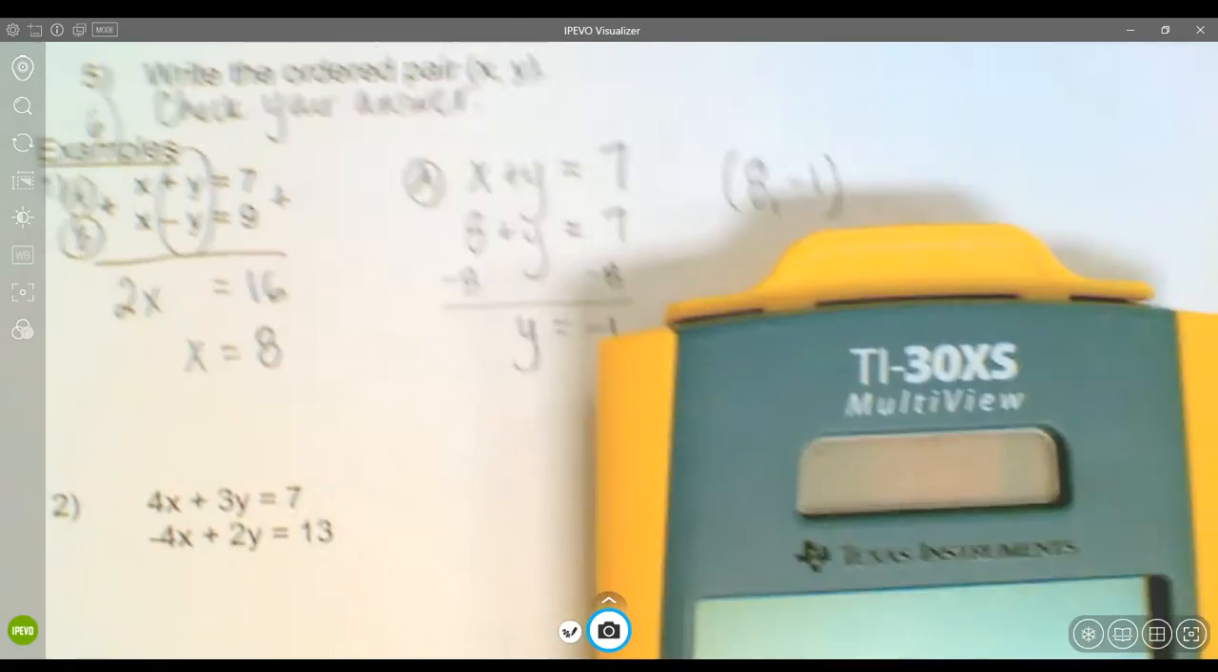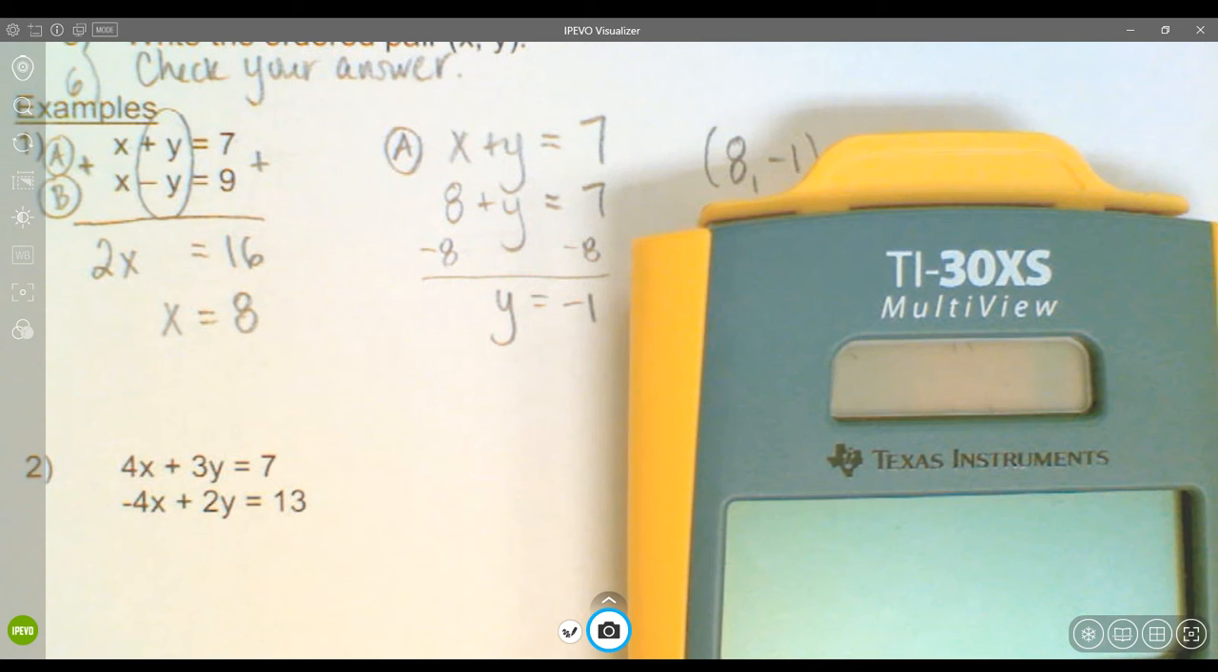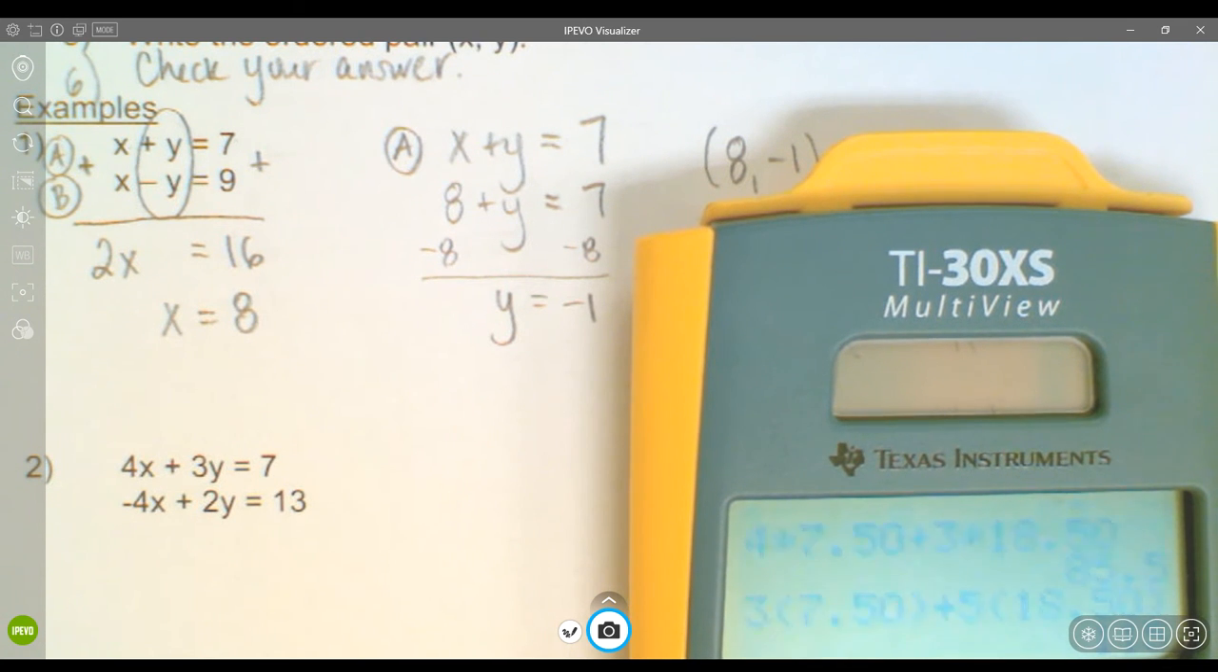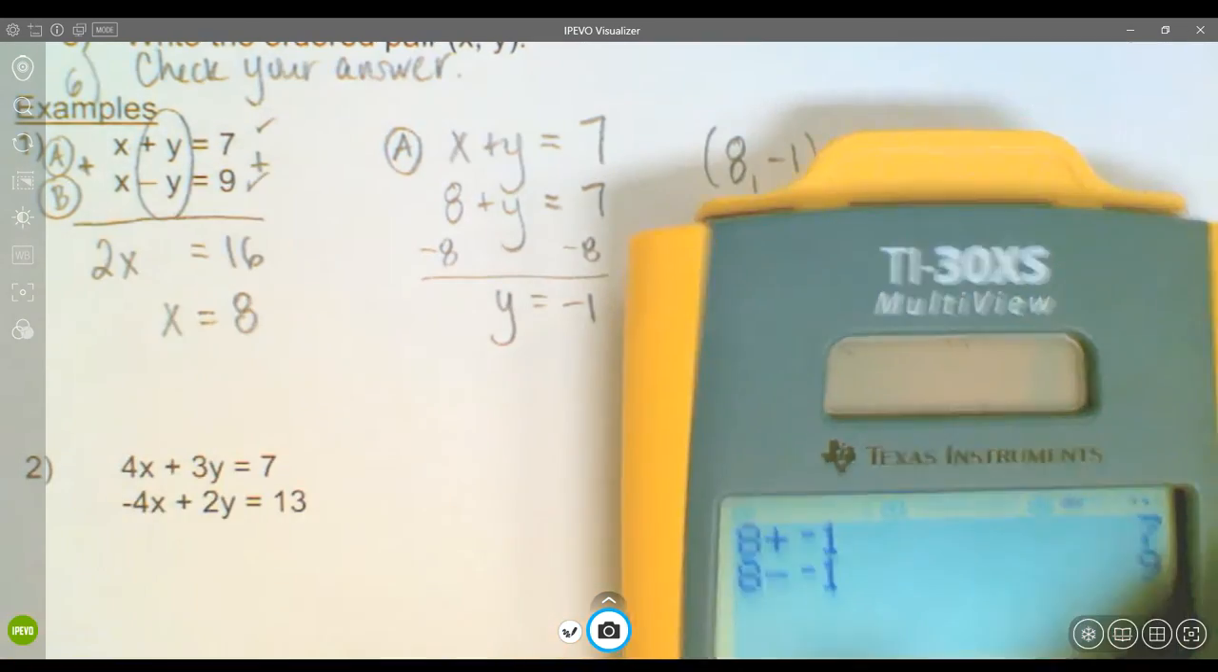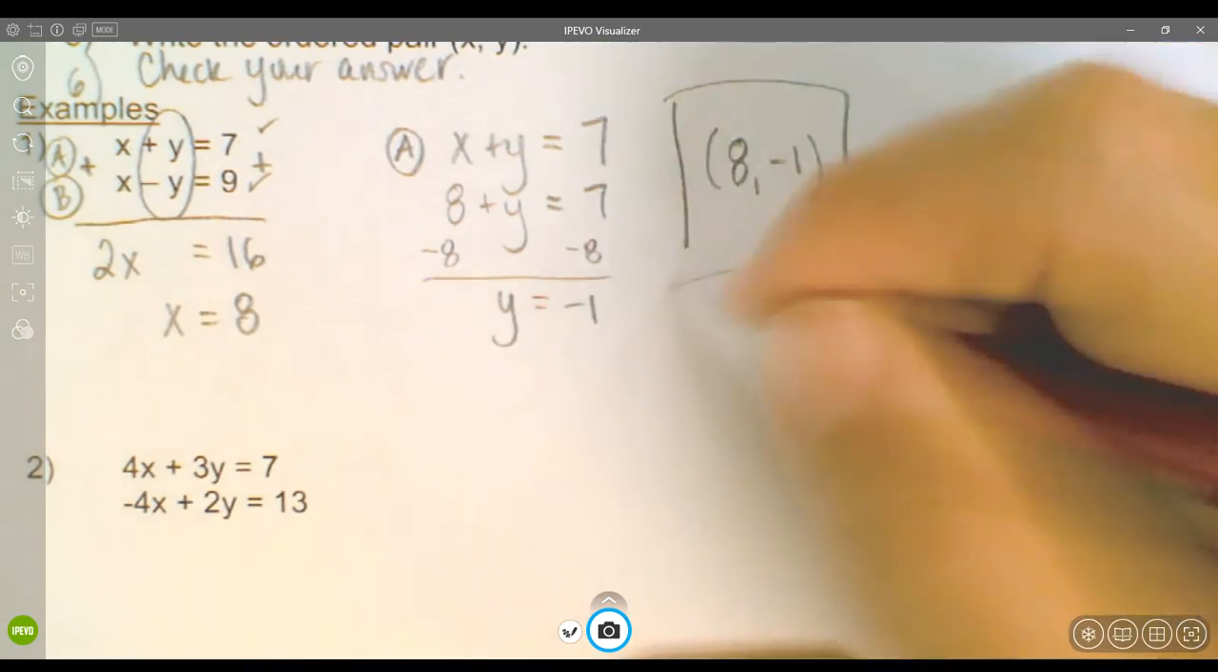So let's see what happens here. When I have 8 plus y, or x plus y, does 8 plus negative 1 equal 7? Yes. And when I have 8 minus negative 1, I hope I get 9, and I do. So guess what that means? That means this is the right answer.